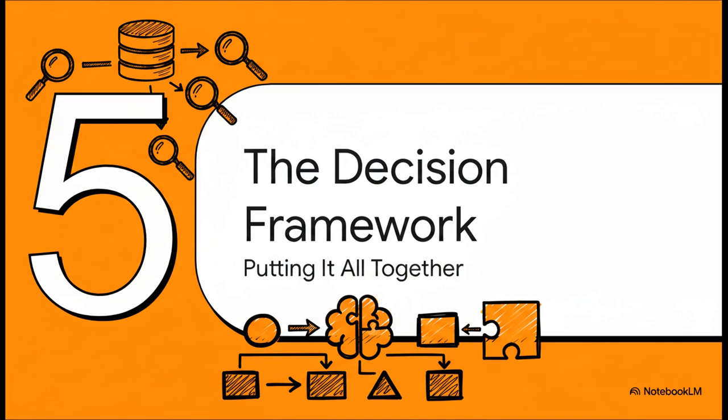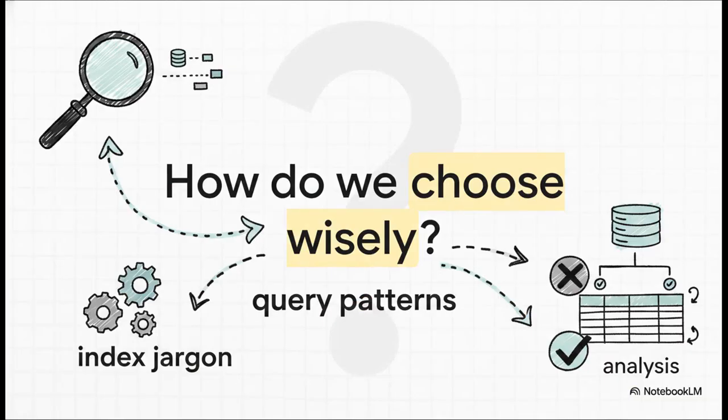Part 5. The Decision Framework. Let's start putting all of this together. So, bringing all these technical threads into a single, cohesive framework, how do we actually make the right choice when the pressure is on? Well, the most important takeaway from this entire explanation is this. You have to start with the query pattern, not the index jargon. You need to analyze your actual data distribution and your most frequent queries first, long before you even think about picking a specific index tool off the shelf.